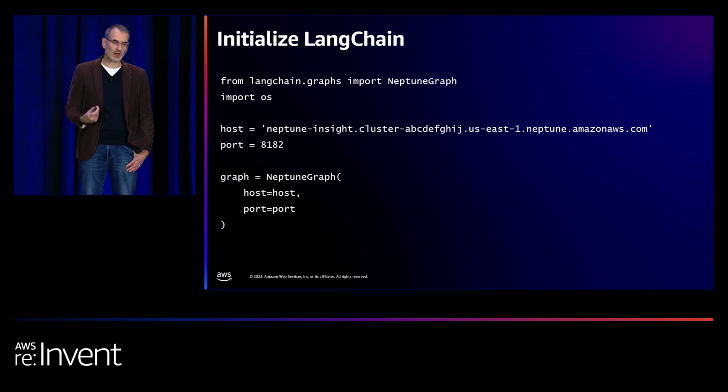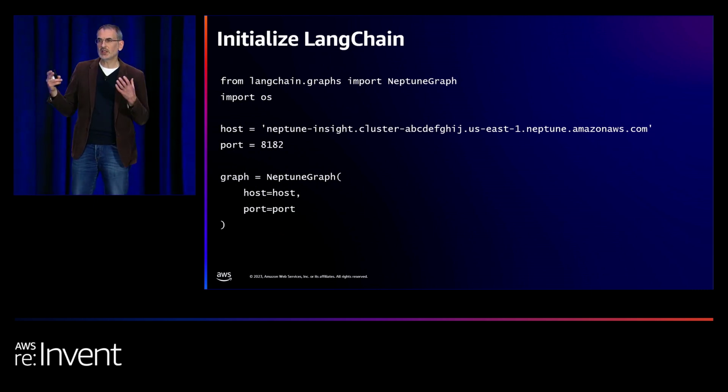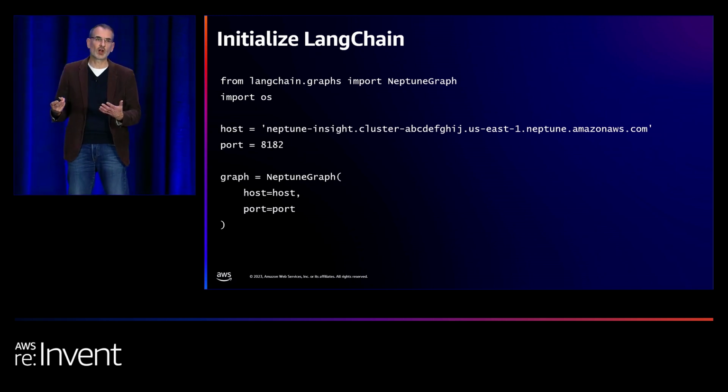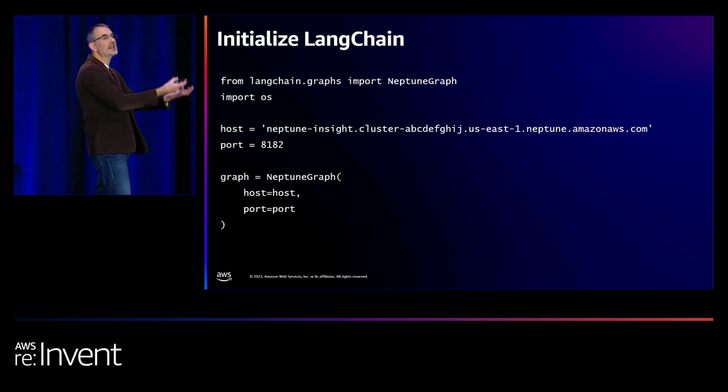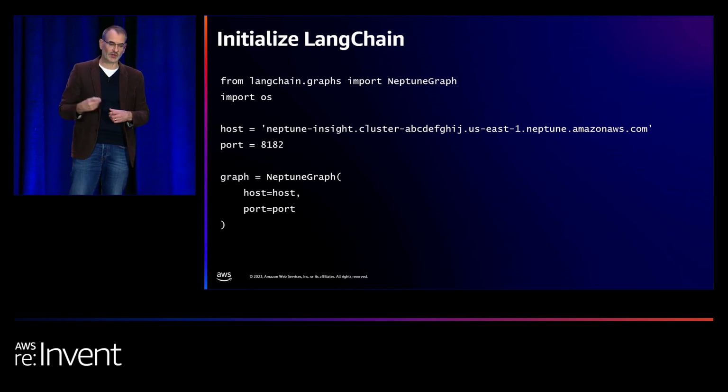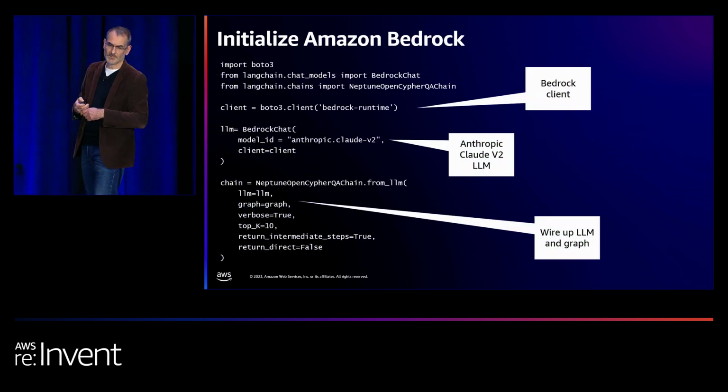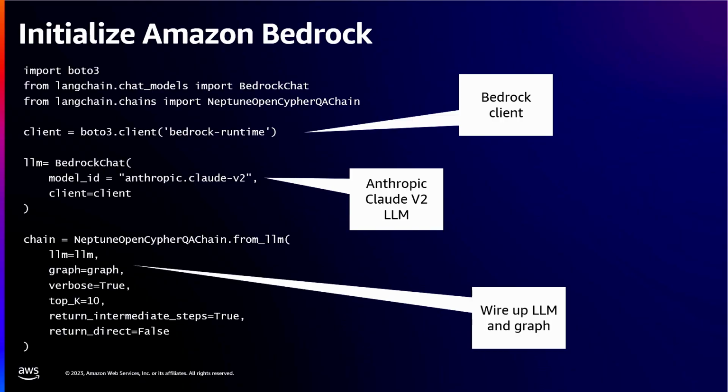And then the code itself is relatively simple. So here we're using LangChain to create what we're calling a Neptune graph. This is really just a connector to Neptune, so we're supplying the host and the port. And then we're creating a Bedrock client, and we're taking that Neptune graph and that Bedrock client, and we're wiring them up together using this Neptune OpenCypher QA chain. And this gives us back a chain object. This chain object is what we're then going to use to submit a question and get the results. So this is the way in which we're going to interact with all of those different moving parts of that architecture.